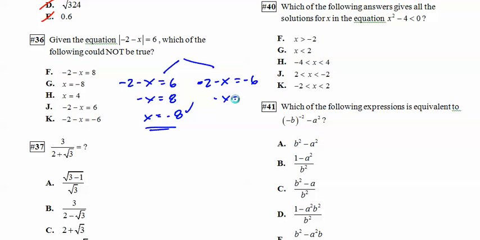Add 2 to both sides. I get -x equals -4, x equals 4. -2 minus 4 also works. So which of the following could not be true? X could equal 4. X could equal -8. -2 minus x equals 6. -2 minus x equals -6. -2 minus x equals 8. That's it.